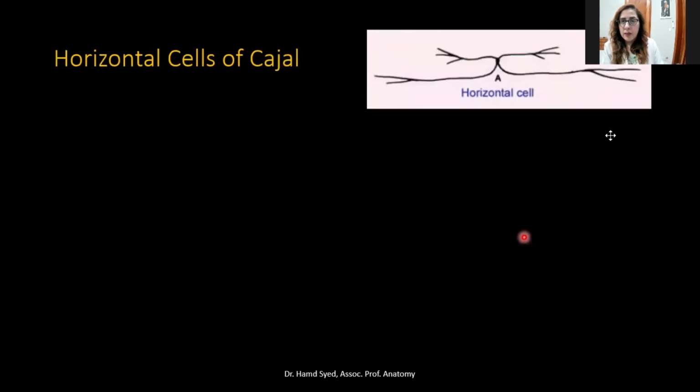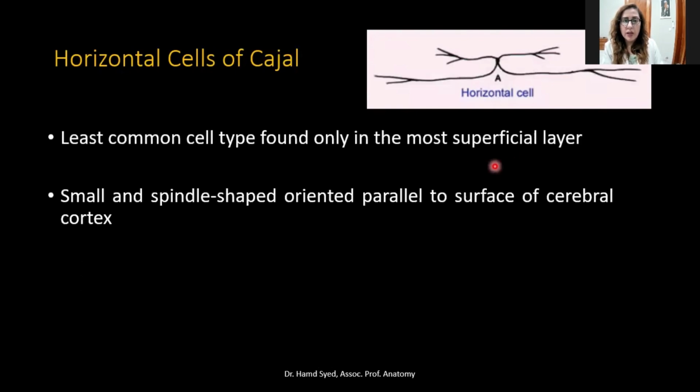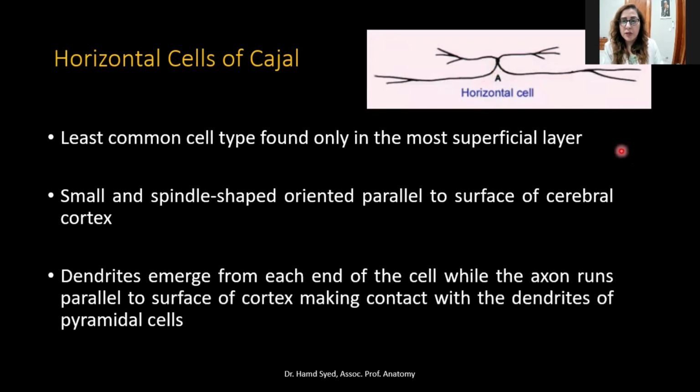Then the last cell type is the horizontal cell of Cajal. You can see that these cells are found only in the most superficial layers, and they are small and spindle shaped. They're oriented parallel to the surface of the cerebral cortex. The dendrites emerge from each end of the cell, while the axon runs parallel to the surface of the cortex, making contact with the dendrites of the pyramidal cells.